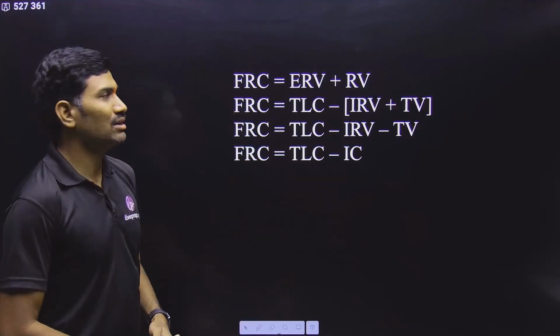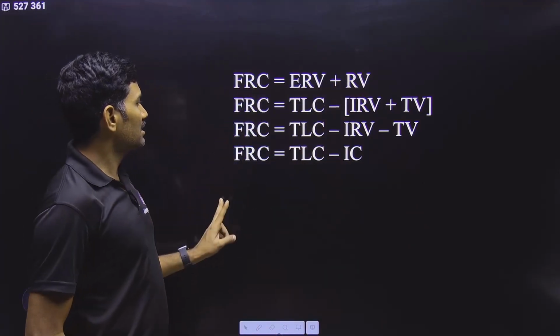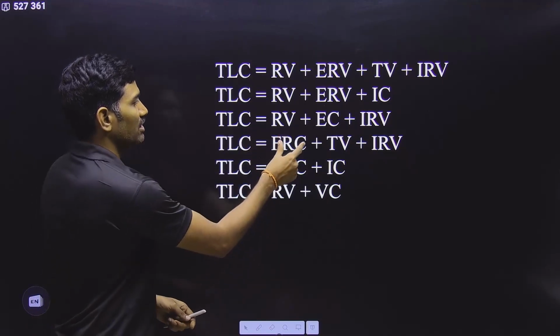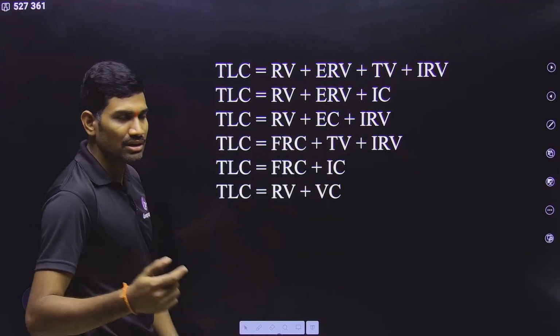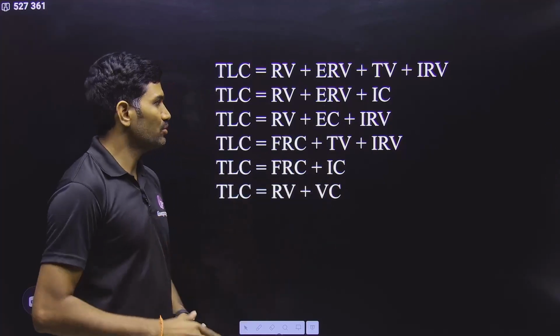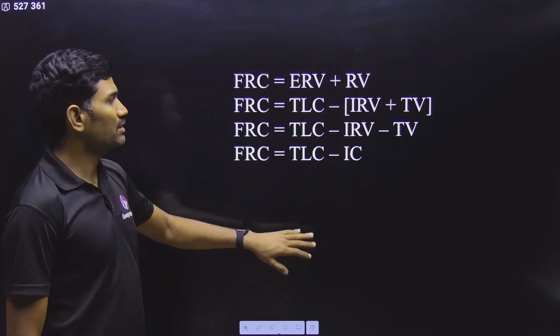Next one, functional residual capacity. It is expiratory reserve volume plus residual volume. And this FRC. Here also you are talking about some FRCs. So FRC you can write as TLC minus TV minus IRV. You can write like this. FRC is equal to TLC minus IC. Like this also you can write it. Yes or no? This I am using here. Like this also you can write.